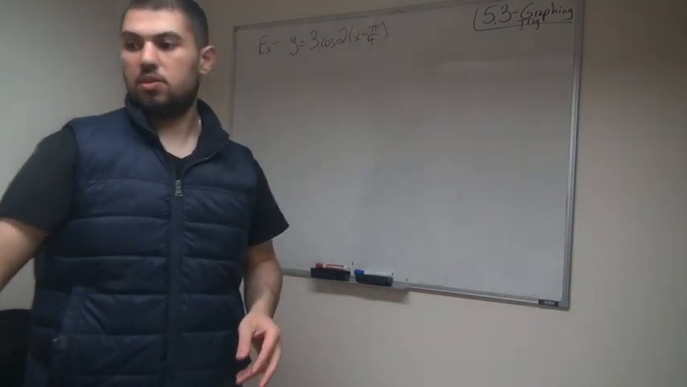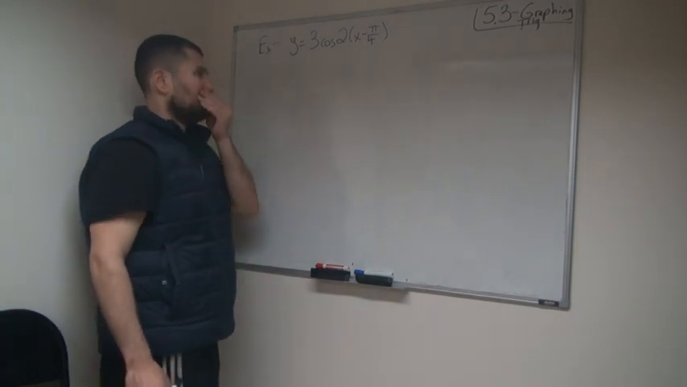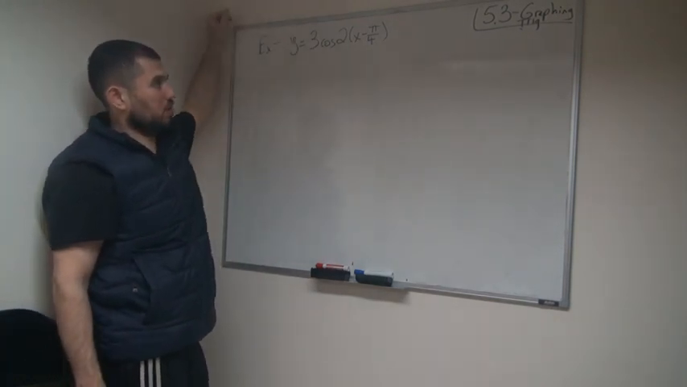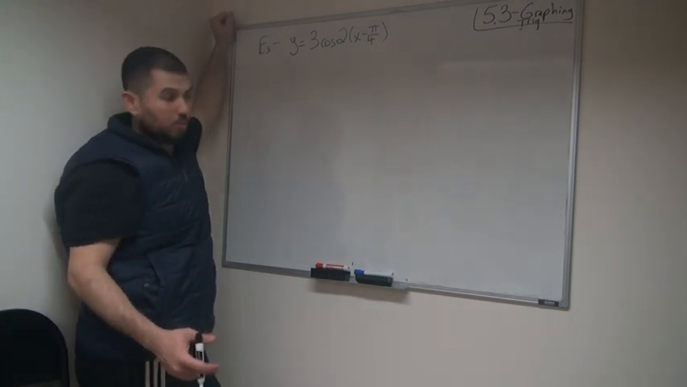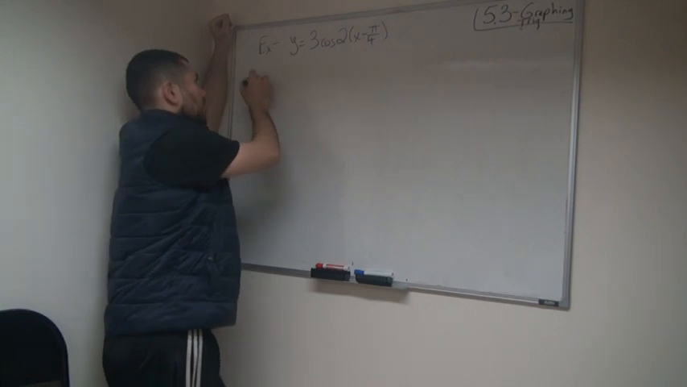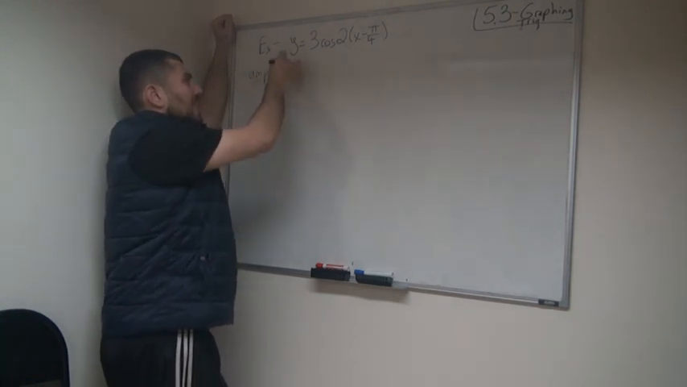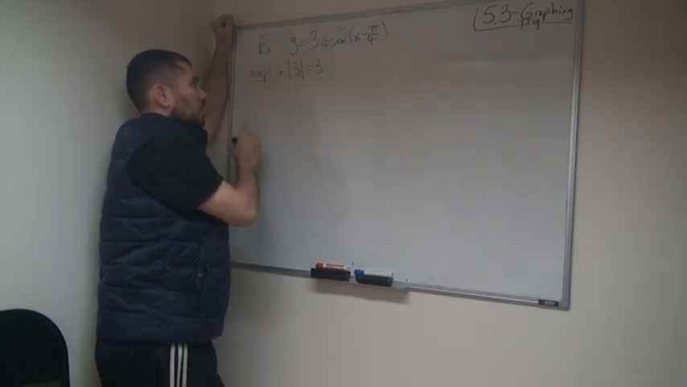Okay, so here what we're asked to do is again graph the function. Now, what I'm going to do is walk through all the steps. Firstly, what's the amplitude going to be? Well, take the absolute value of a positive 3, and that gives us a 3.